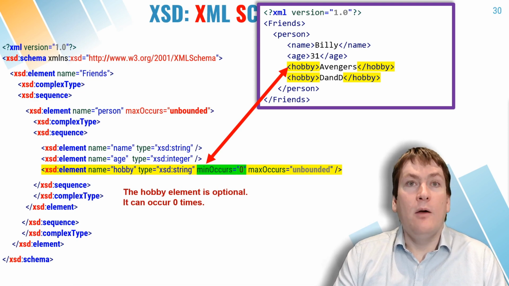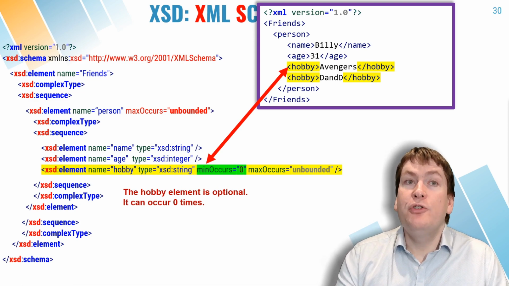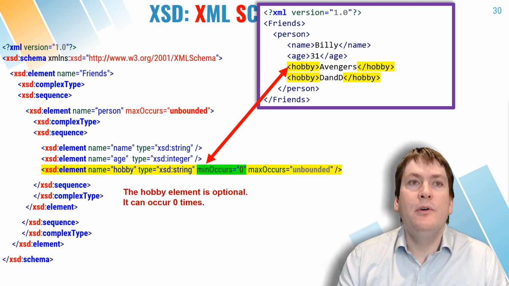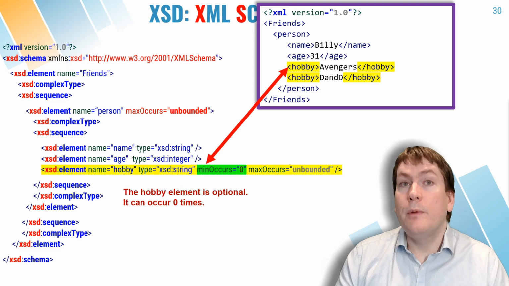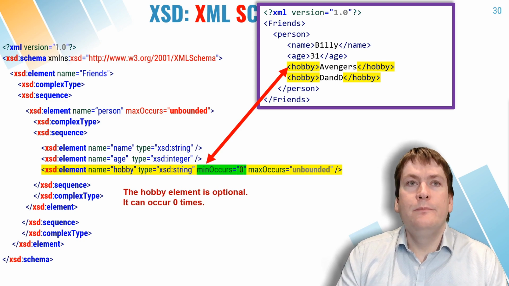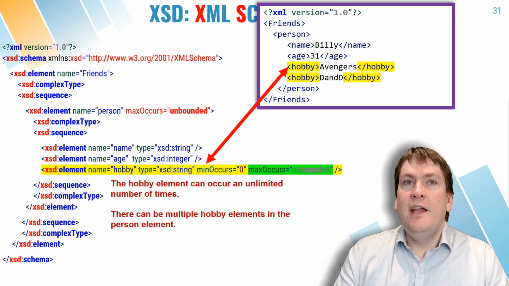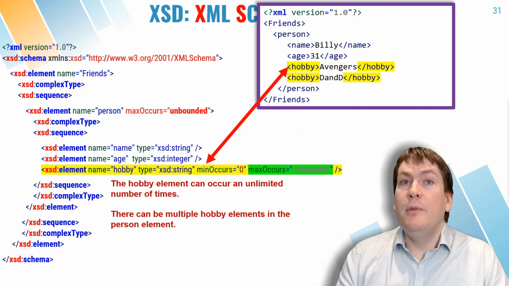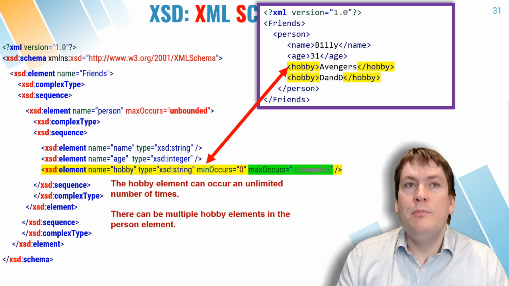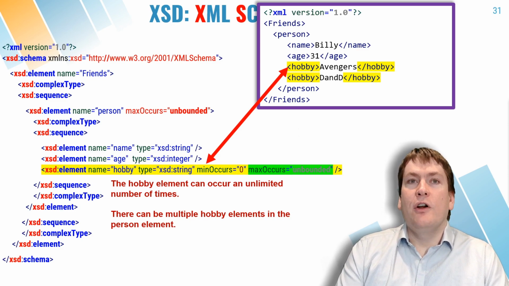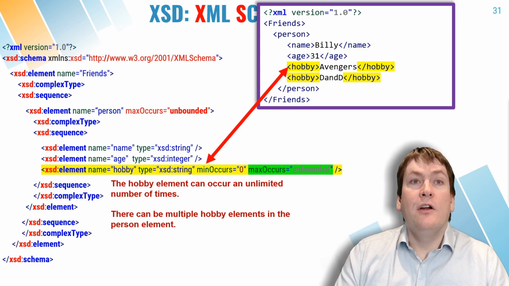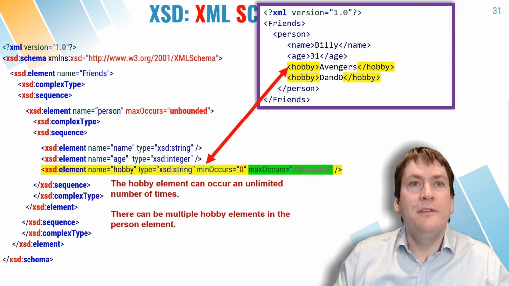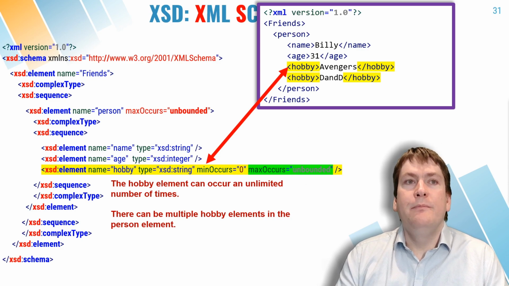So minOccurs, how many times it has to occur. If it's optional, if they don't have to have a hobby, for example, we set it to 0. If it has to occur at least once, we can set this to 1, or we can just omit it because that's the default. maxOccurs, if it can occur only one time at most, once and exactly once, we'd set this to 1, but we don't have to write it out because that's the default. If it can occur 10 times, we'd set this to 10 inside those 2 quotes. If it can occur any number of times, an infinite number of times, we set it to the word unbounded.